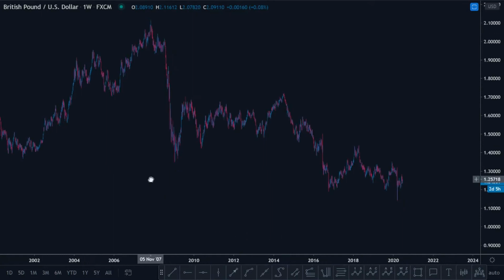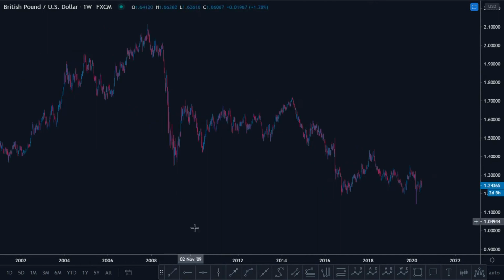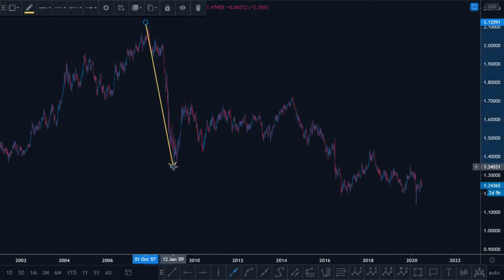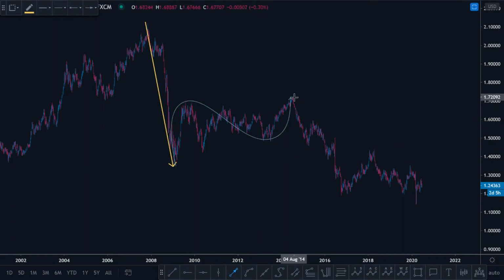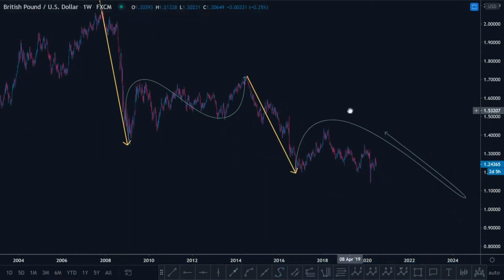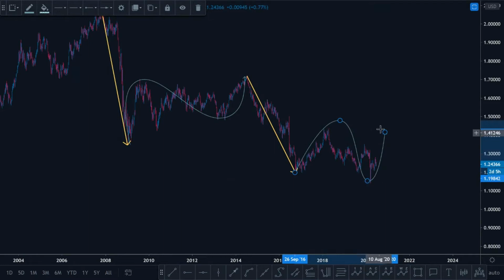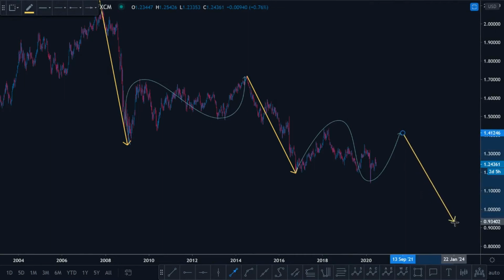We can find a good example of this on the pound dollar US dollar chart. This is the weekly chart. And as you can see, we have this exact structure. We have our impulse to the downside. We have our corrective price action. And it's followed by an impulse to the downside. What we have at the moment, what we're getting in this instance, is more corrective price action, which gives us an understanding that what's to follow is further downside moving forward.